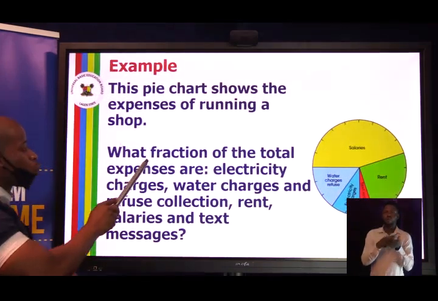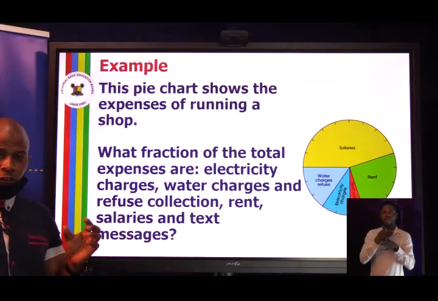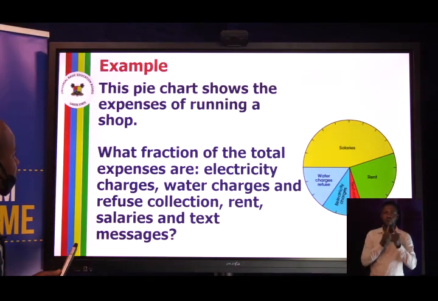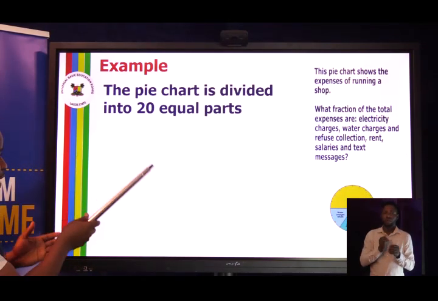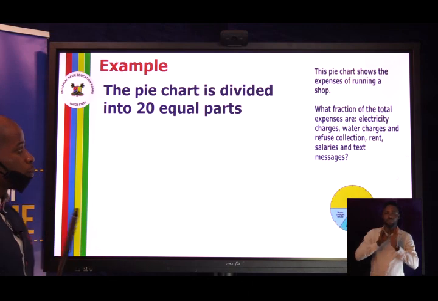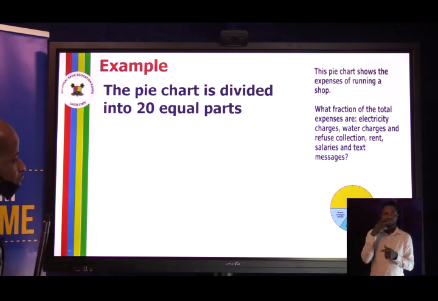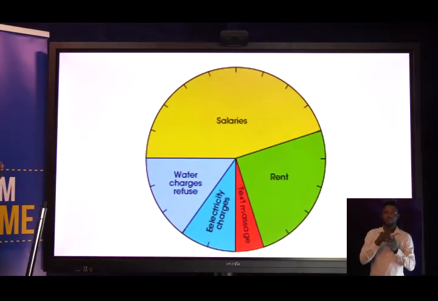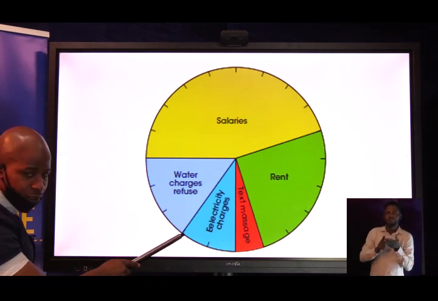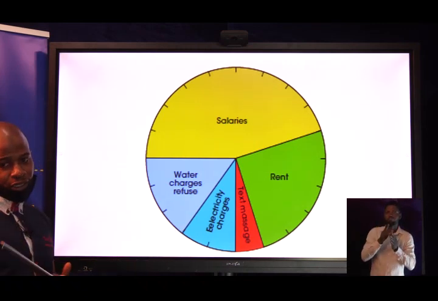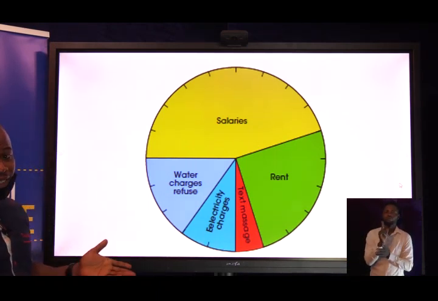The question says, what fraction? You need to hold on to that. So now we're going to answer that. Like I have said, the pie chart is divided into 20 equal parts. We now want to know how much is spent on electricity. So let's see the pie chart again and look for electricity. It is right here. How many parts of the whole pizza does it take? It takes 1, 2. That means it takes 2 out of 20, and that's exactly the fraction.